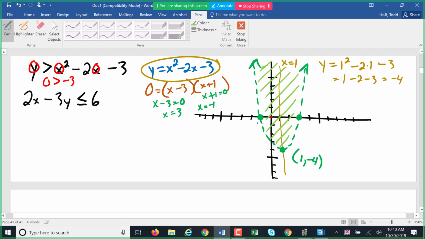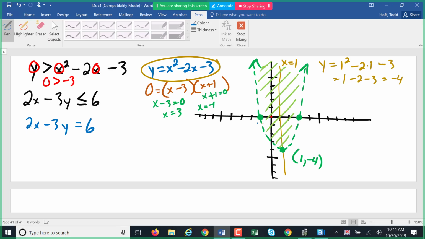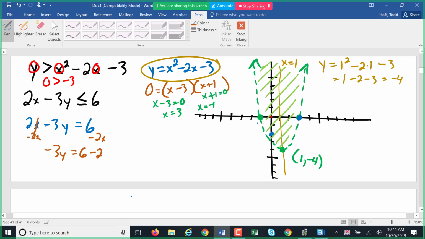Next, we graph the line. So 2x minus 3y is less than or equal to 6. We're going to graph the boundary. 2x minus 3y equals 6. Now we could do the intercepts if we wanted to. 6 divided by 2 is going to be positive 3. 6 divided by negative 3 is going to be a negative 2. Those are our x and y intercepts. Or we could solve this and put it into slope-intercept form. Let's do that just to show that we get the same equation here. We subtract 2x, negative 3y equals 6 minus 2x. We divide by the negative 3.